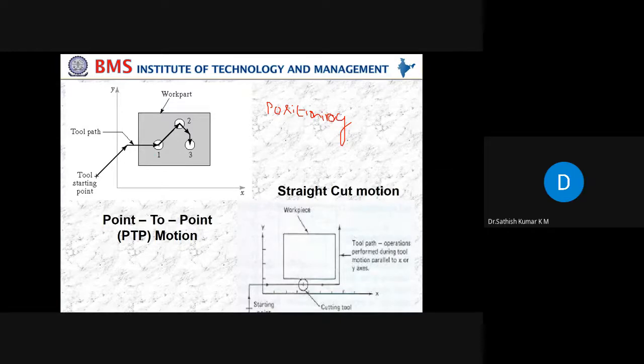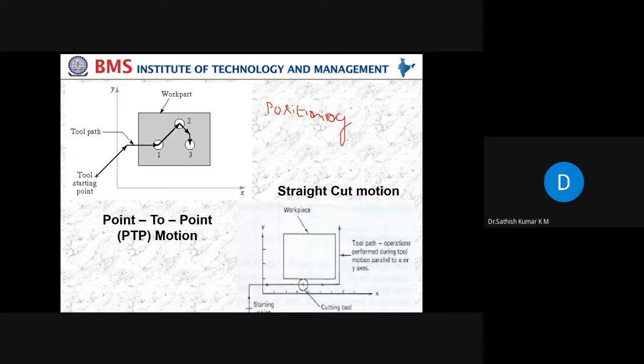It reaches point number one, it does the operation. Then after that, I will move the tool to the second point. After reaching the second point, it does some operation. Then it moves to point number three and does the operation. Okay, now this is called point to point motion.